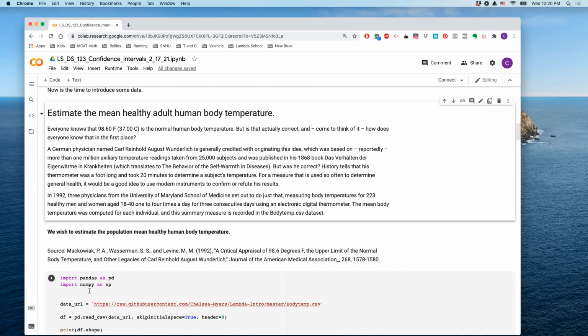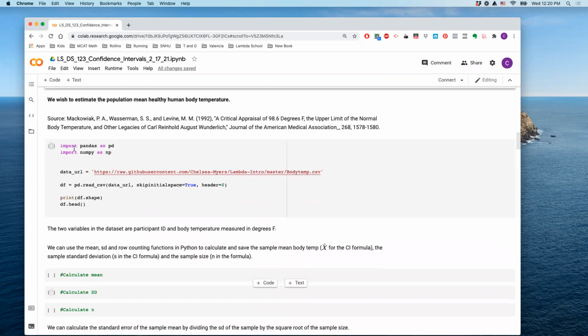All right, so we're bringing back the temperature data set. We can just run our data here.